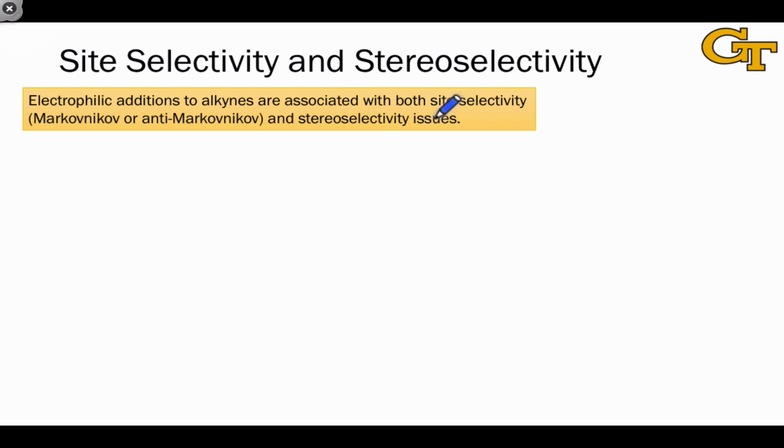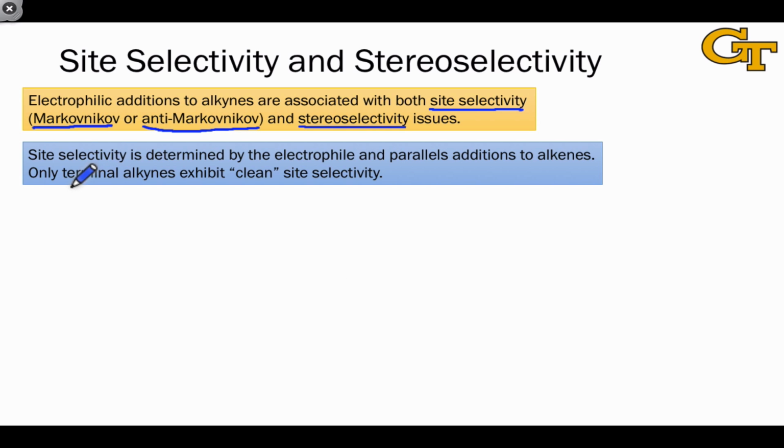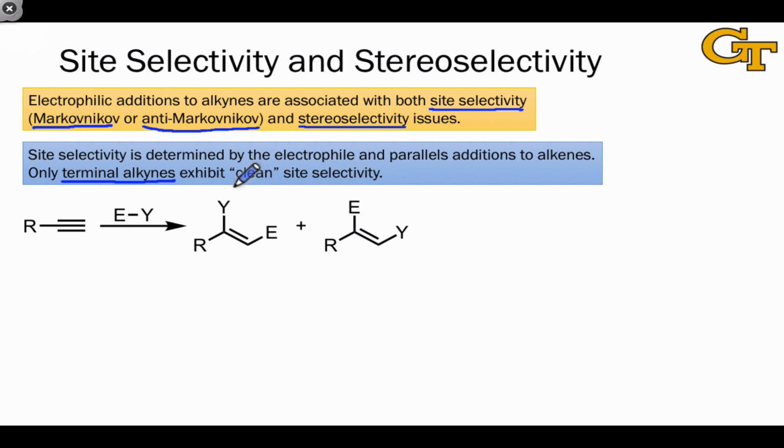As you've probably already guessed, electrophilic additions to alkynes can be subject to both site selectivity issues, and here the issue is primarily whether we observe the Markovnikov or anti-Markovnikov product, and stereoselectivity issues, and here primarily the question is syn versus anti. We'll only concern ourselves with site selectivity for terminal alkynes, which exhibit relatively clean selectivity due to readily understood mechanistic reasons. The issue with site selectivity is which atom forms a bond to E, the electrophile, and which atom forms a bond to Y.